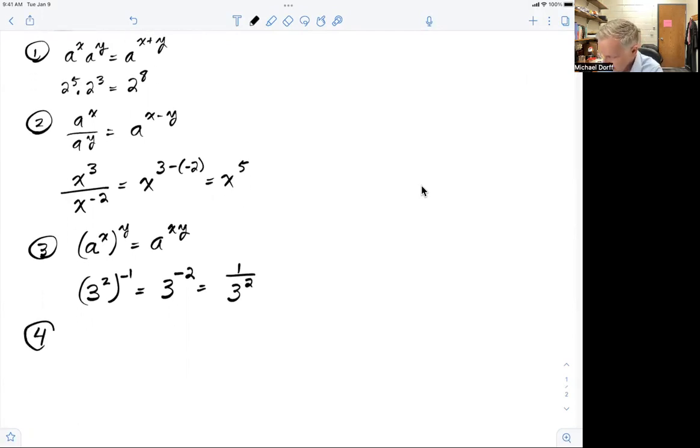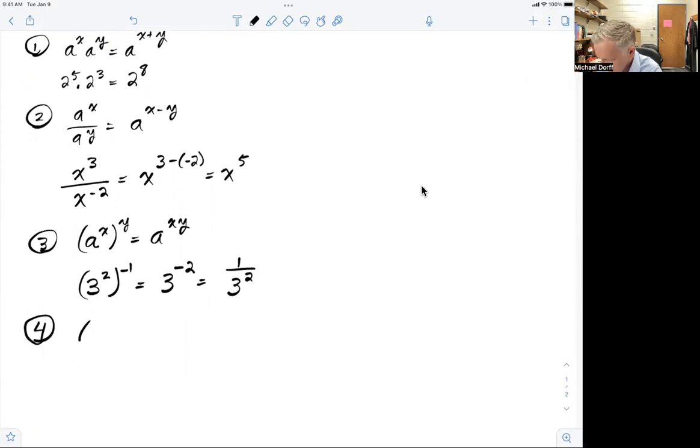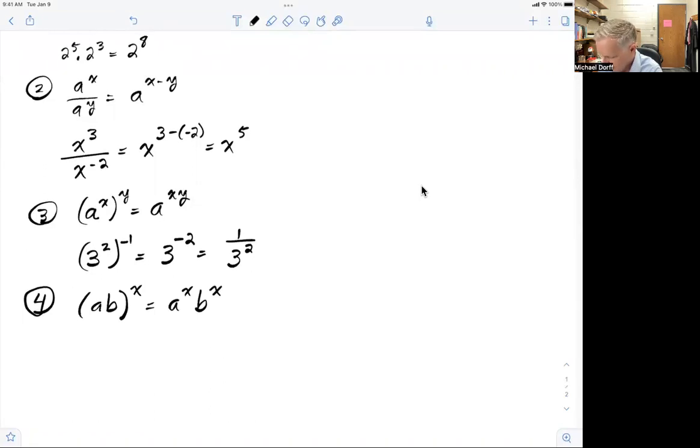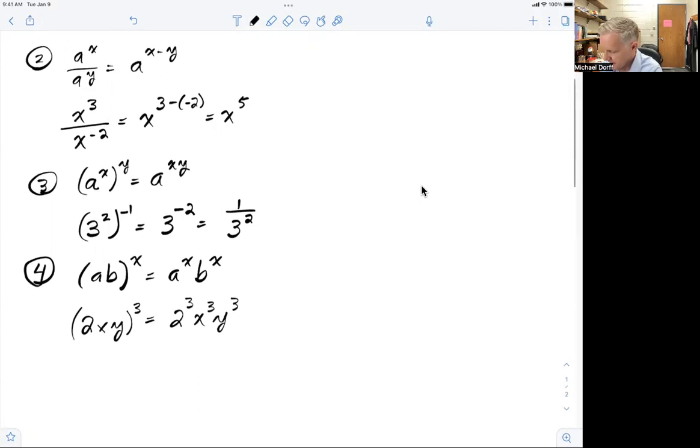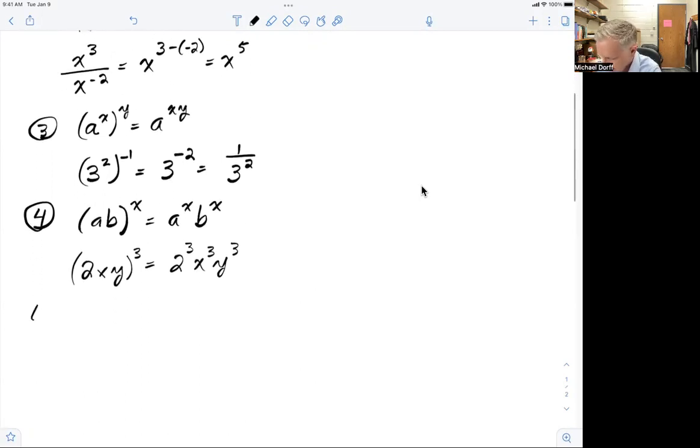And the fourth and last property that we'll talk about is if I have two bases, like a and b, and they're to a power, then that's going to be a to the x, b to the x. All right? And an example of that could be if I had 2xy to the 3rd power, and that's going to be 2 to the 3rd, x to the 3rd, y to the 3rd.